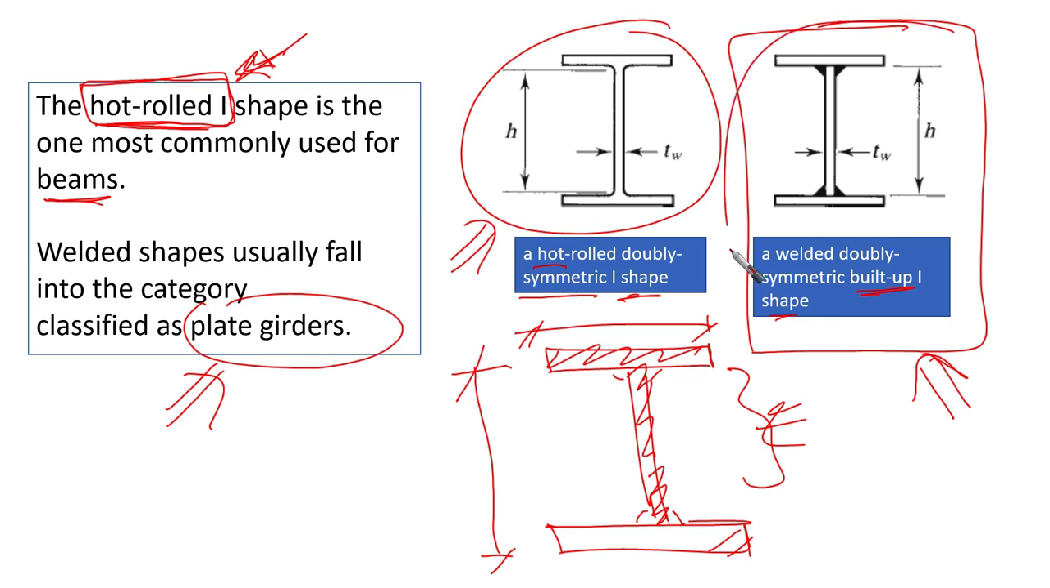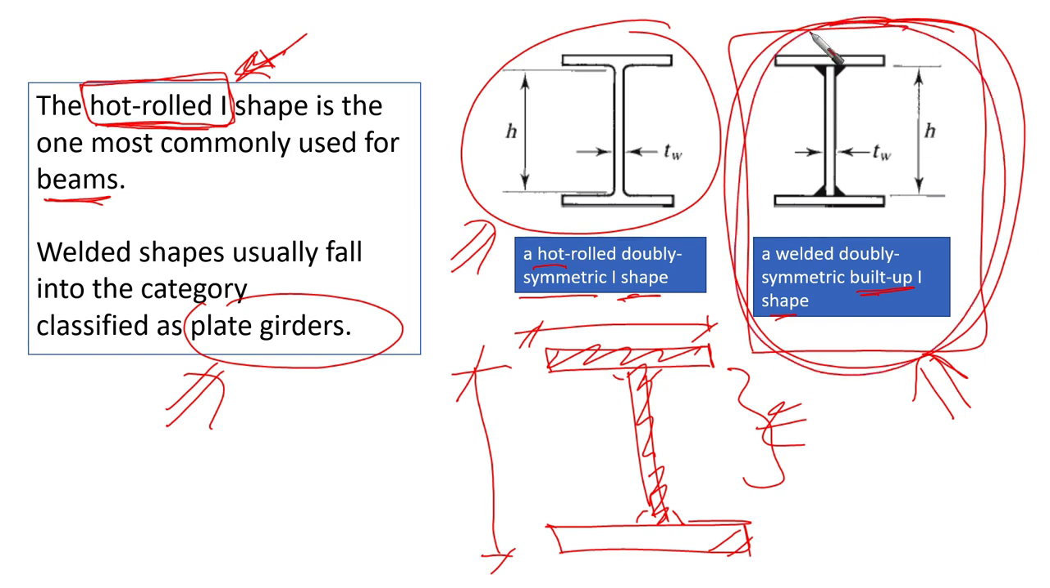Commonly this shape, the built-up, you're going to find especially in bridges, for example, or non-building structures like offshore structures and other industrial or petrochemical facilities and so on, whenever we need special cross sections. But in buildings, you're going to find that we commonly use hot rolled sections.